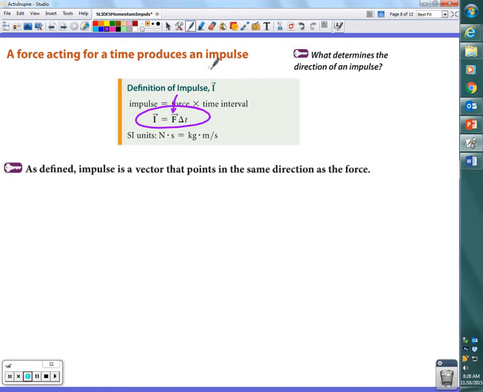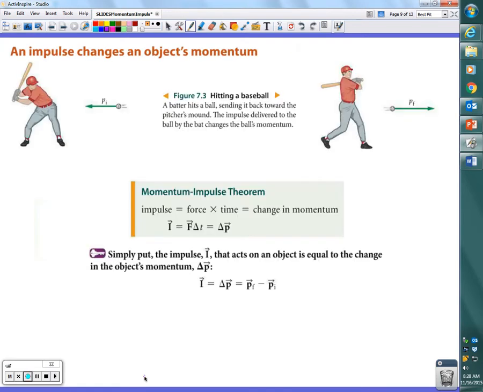So impulse is a product of force times time. But more importantly, an impulse changes an object's momentum. So the impulse that we provide to an object causes a change in that object's momentum. And we refer to that idea as the impulse momentum theorem. Simply put, the impulse that acts on an object is equal to the change in the object's momentum. Okay?